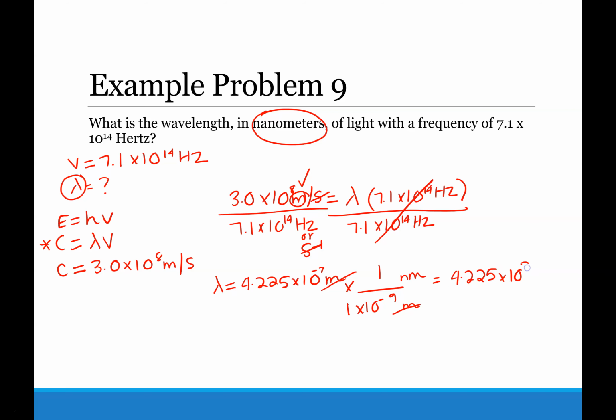4.225 times 10 to the second nanometers, or if you want to write it in regular mode, not scientific mode, it's 422.5 nanometers. Let me know if you have any questions about example problem 9.